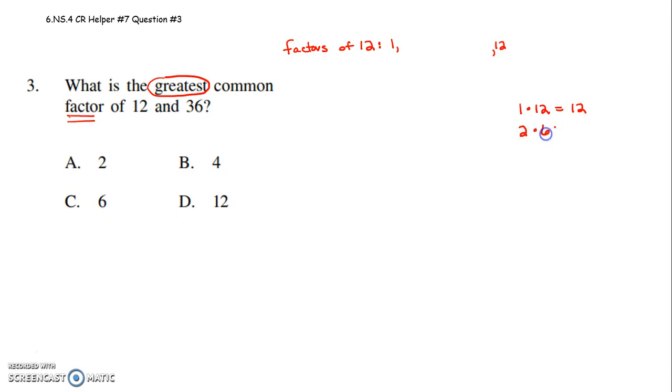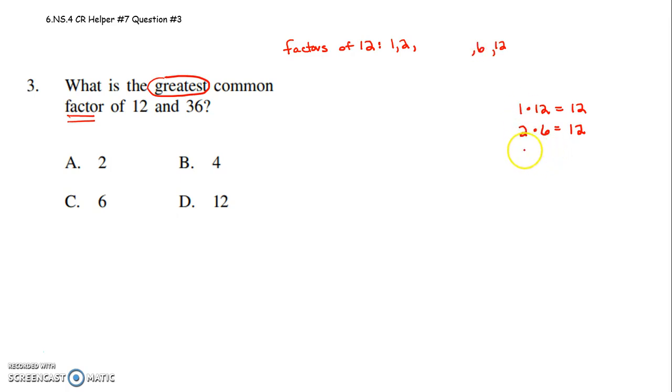2 times 6 is 12. And you'll see I'm doing this systematically. I say 1 times what is 12? 2 times what is 12? Next I'll go 3 times what is 12? So 2 times 6 is 12, so 2 and 6 are factors of 12.